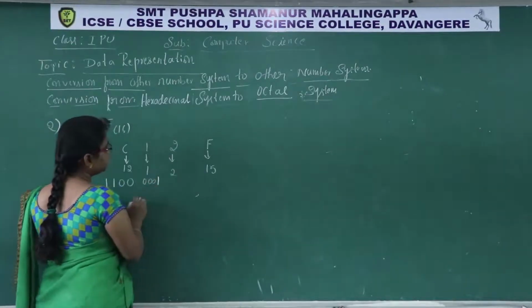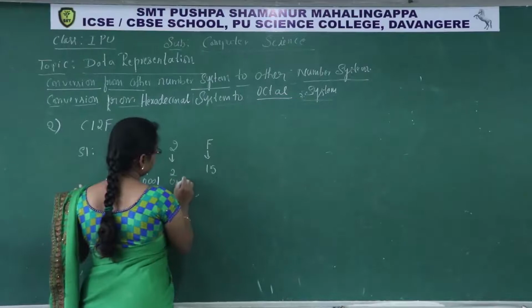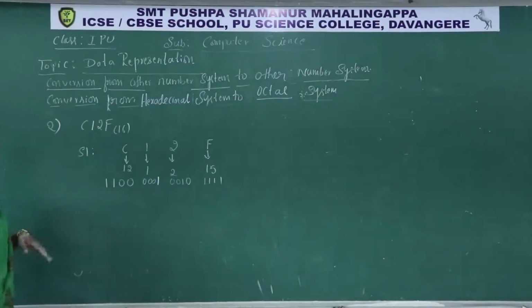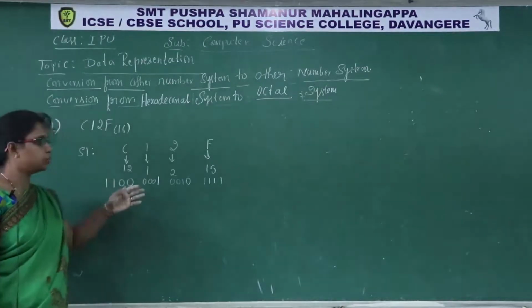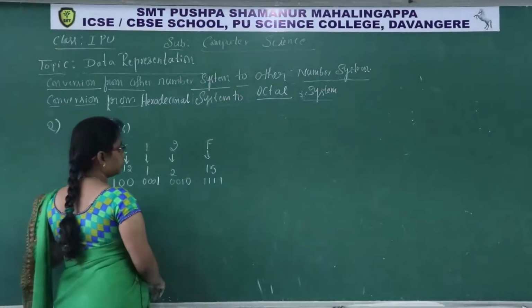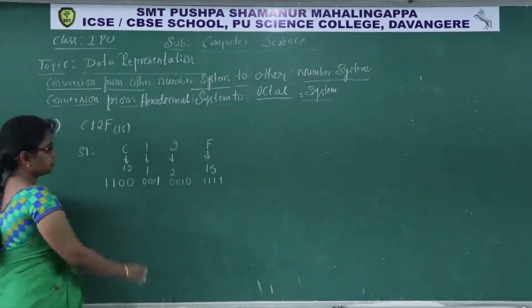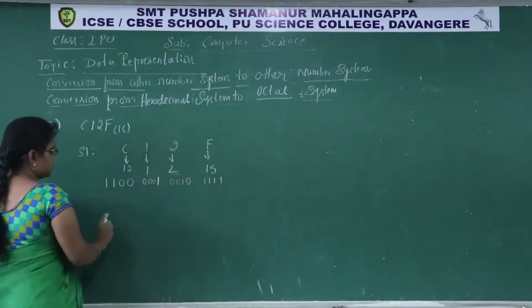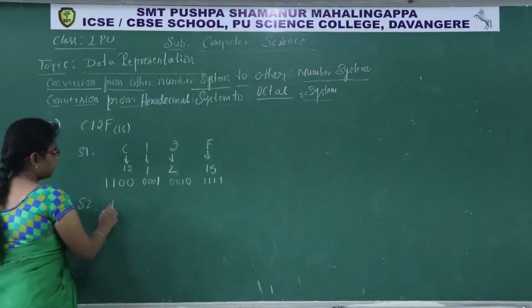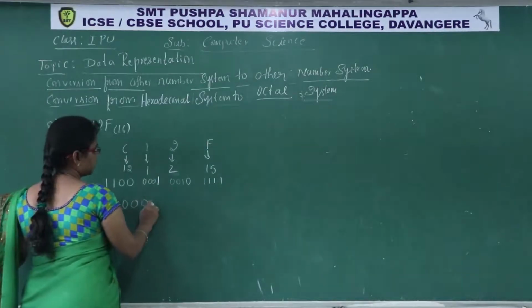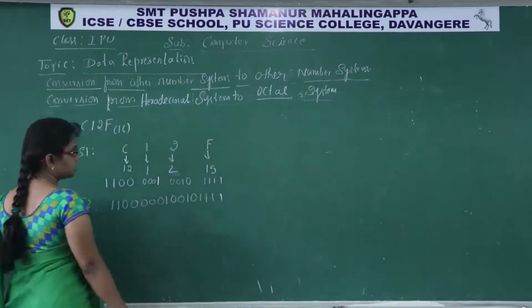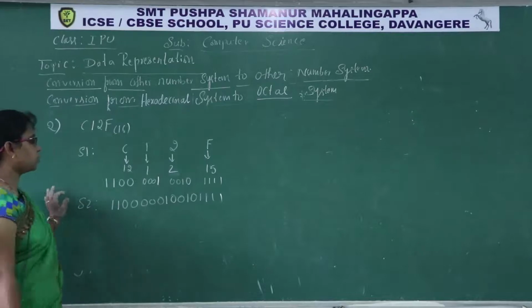0001, and 2 is 0010, and 15 is four ones. Now I am writing directly. I hope you understood how I am writing here. In the previous examples, in each and every step I explained how to write these bits. Next, in step 2, we have to write together 1100 0001 0010 1111. Now we have to make groups of 3 bits.